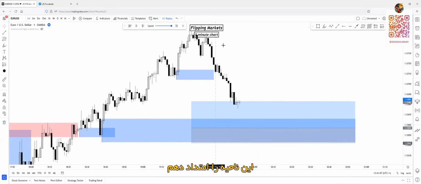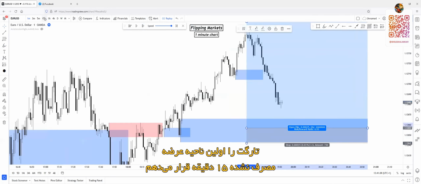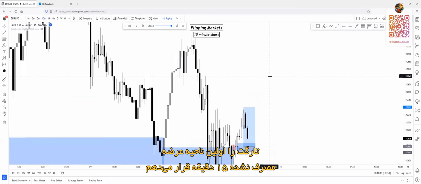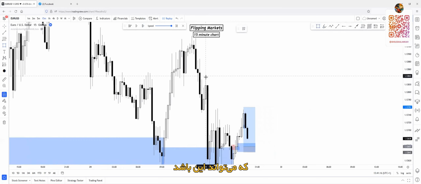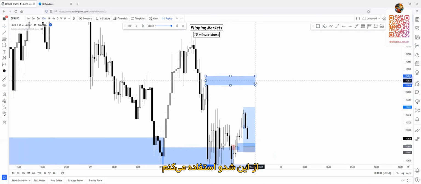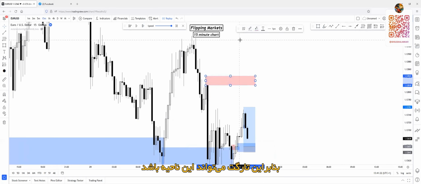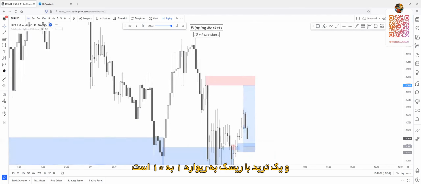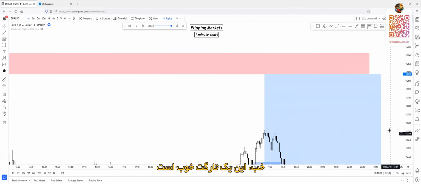So yes, and I will just set my target for the next unmitigated 15-minute supply zone, which could be this one. The wick, I could use the wick. So this could be this one. And it would have been 1 to 10 risk reward ratio. Okay, that's a really good target.